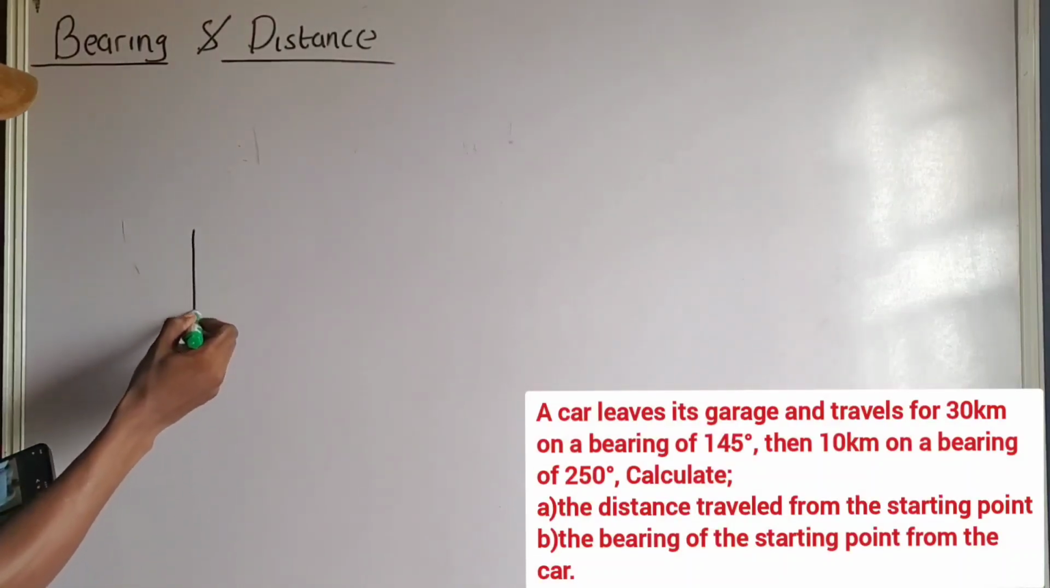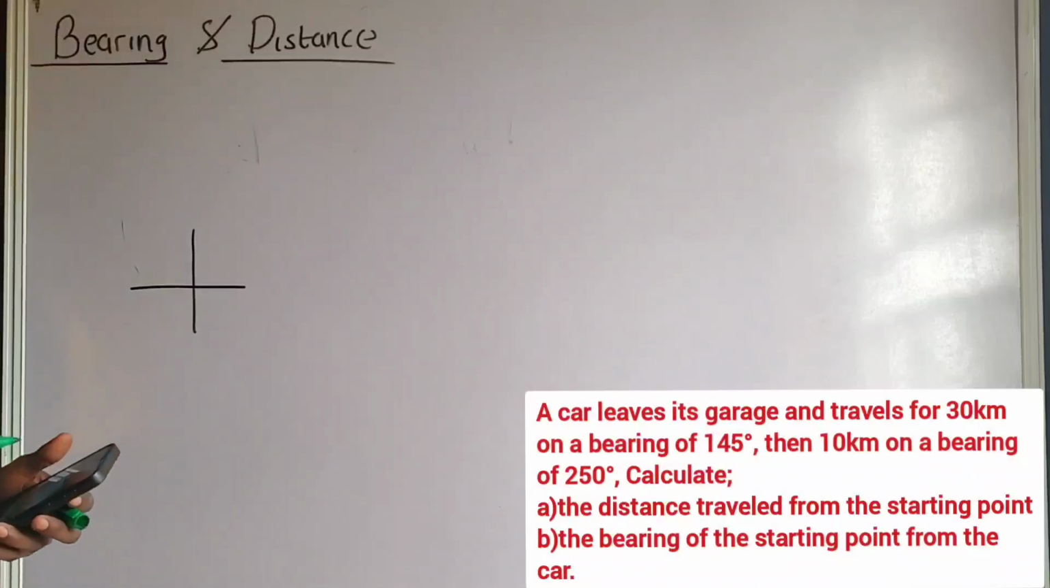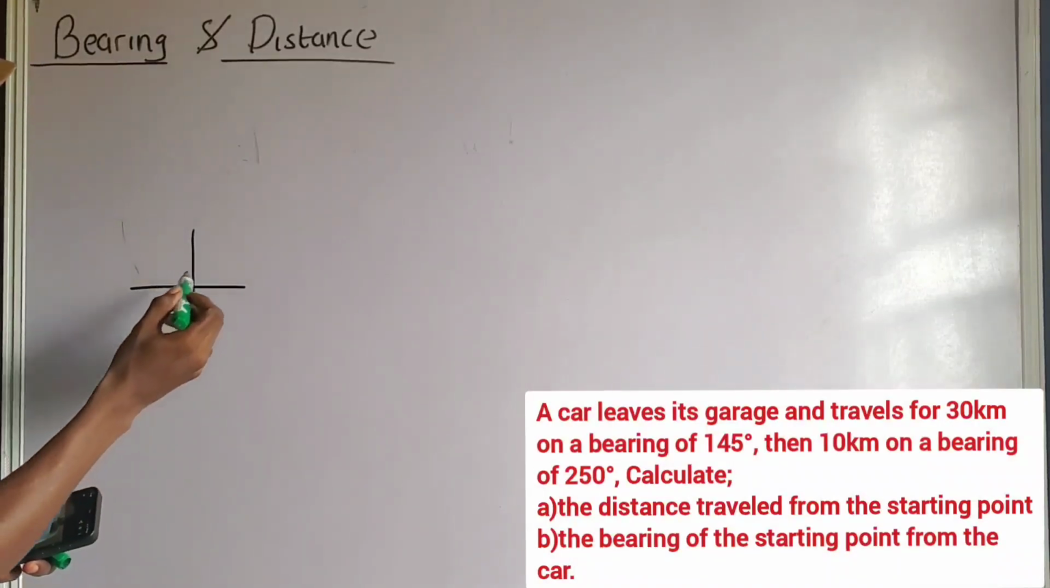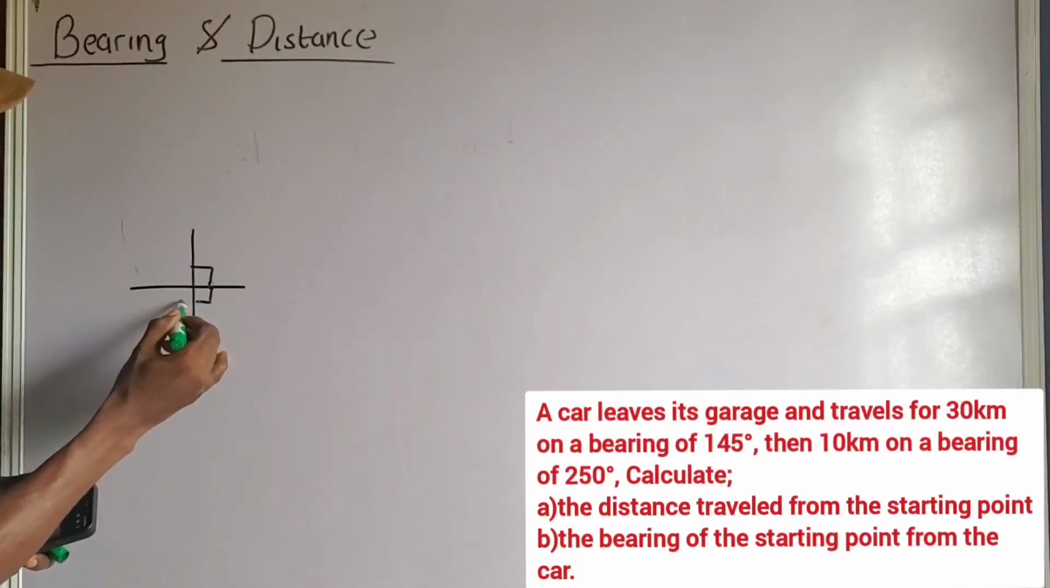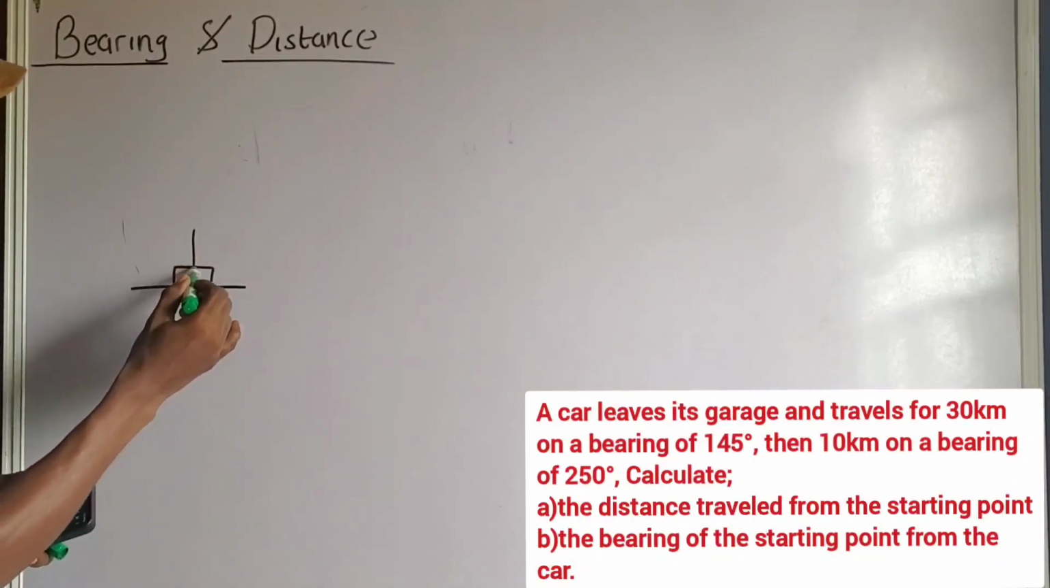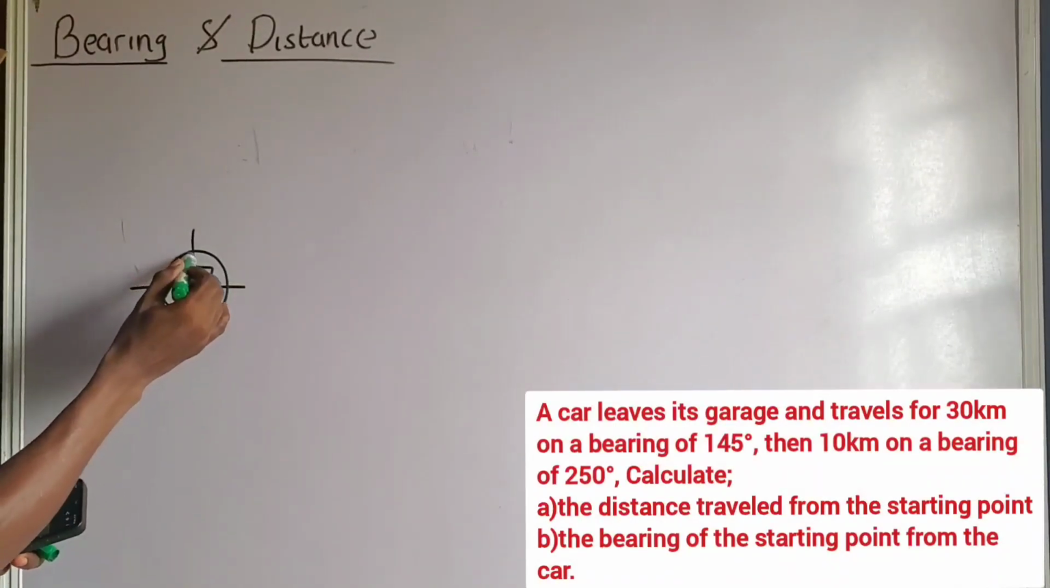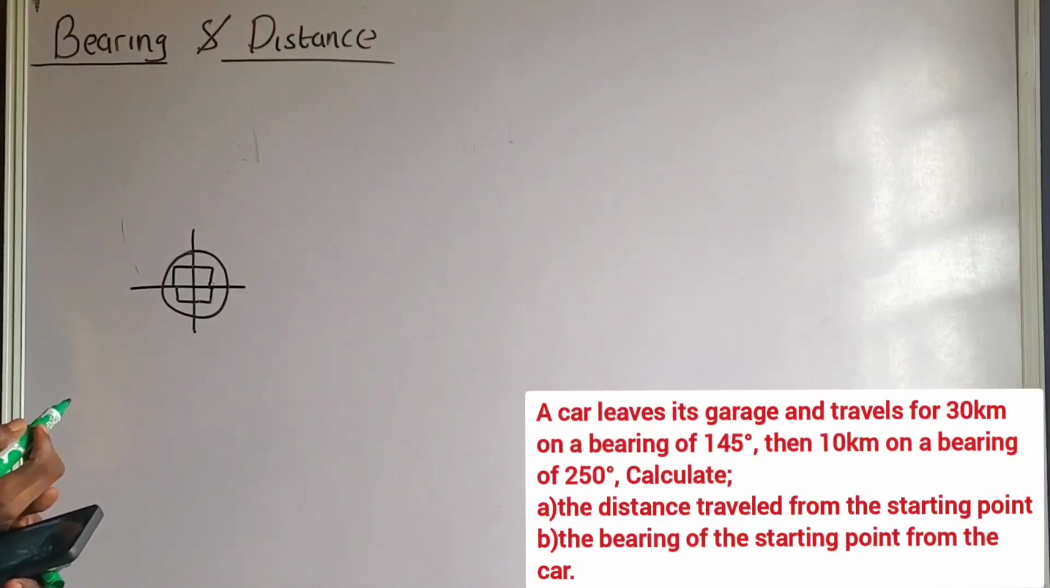Let's draw the cardinal points. I told you in the previous class that from this point to this point is 90 degrees. This one also is 90 degrees. This is also 90 degrees. This is also 90 degrees. So the total angle on these cardinal points is 360 degrees. Do you understand?